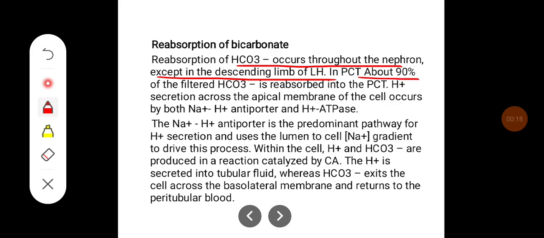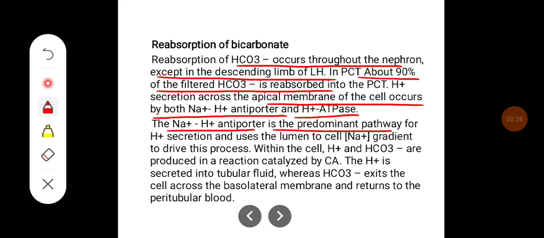In the PCT, about 90% of the filtered bicarbonate is absorbed. H plus secretion across the apical membrane of all of the cells occurs by both the sodium hydrogen antiporter and hydrogen ATPase. The sodium hydrogen antiporter is the predominant pathway for H plus secretion, and it uses the lumen to cell sodium gradient to drive this process.